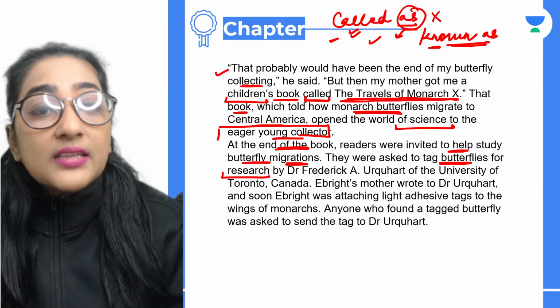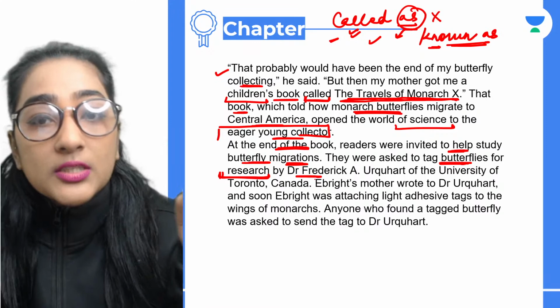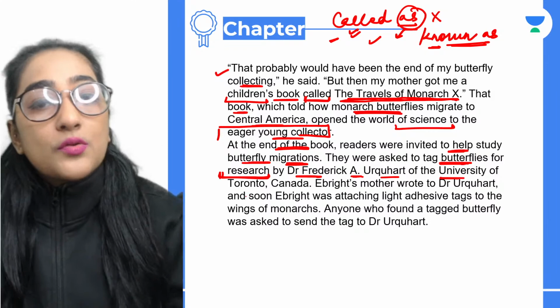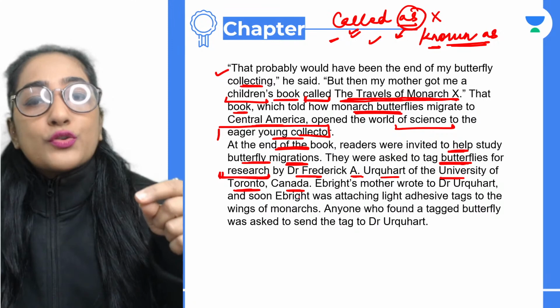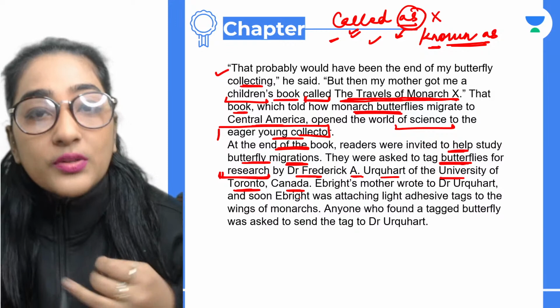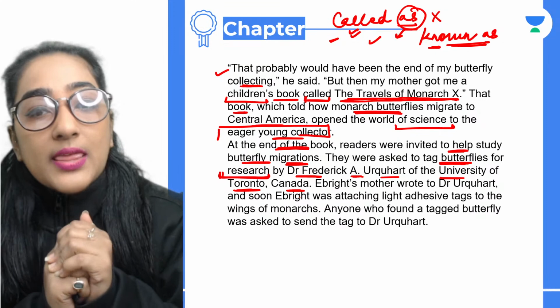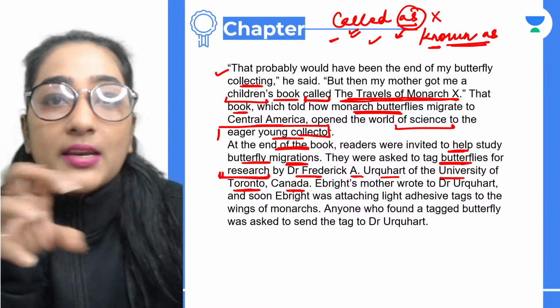Okay, and who did that? He was Dr. Frederick, remember the spelling, A. Urquhart of the university. What was the university? University of Toronto, Canada it was. And Ebright's mother wrote to Dr. Urquhart, and soon Ebright was attaching light adhesive tags, okay, to the wings of monarchs. Anyone who found a tagged butterfly was asked to send the tag to Dr. Urquhart. Now, see, tagging is like that you need to send in the butterfly therein in order to study.